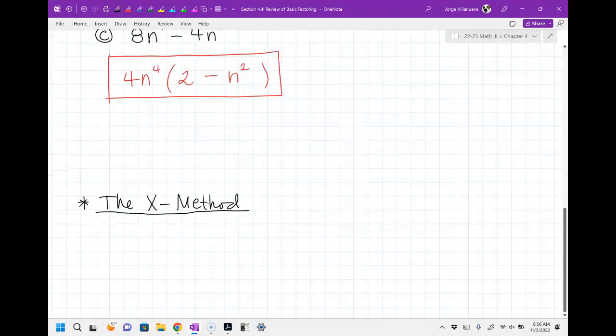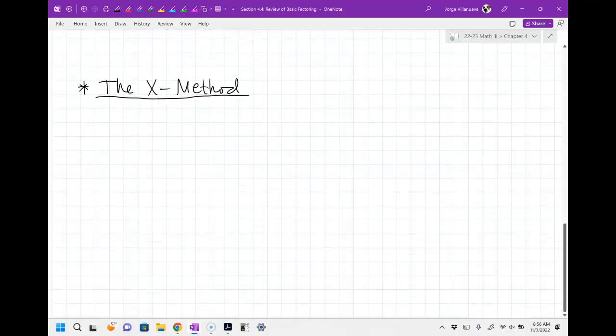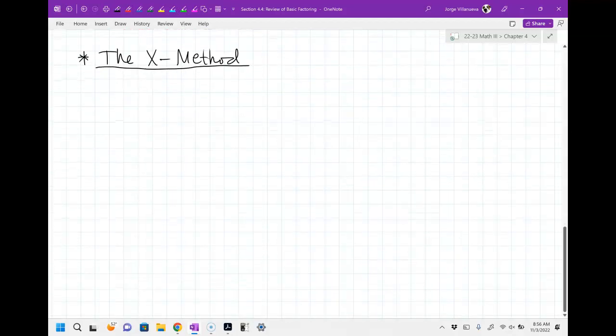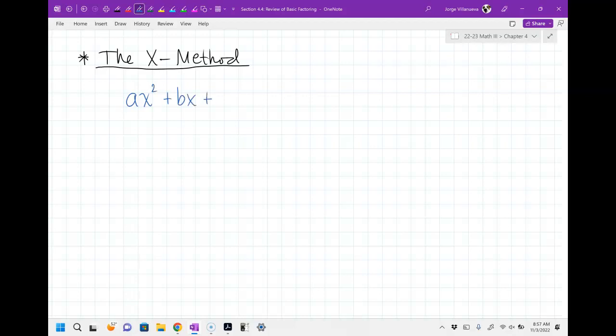Now this is going to look really weird and kind of complicated, but it isn't terrible. But just at first look, it can be kind of odd. Okay, so all right. What's supposed to happen is you're supposed to be given something that looks like this: ax squared plus bx plus c, and they're going to tell you to factor it. Okay. So what you're going to do is you're going to create this x.